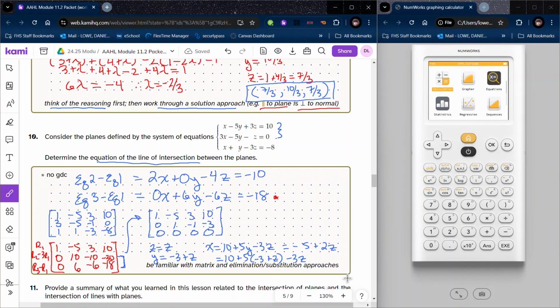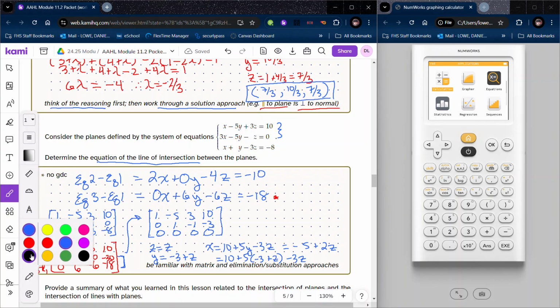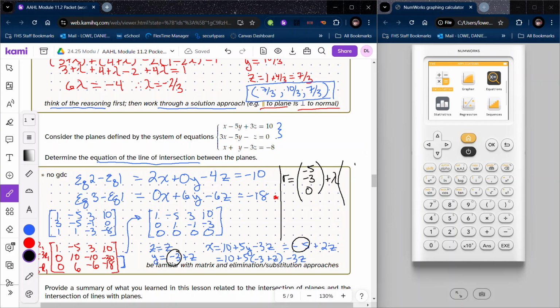So that is the equation of my line of intersection. It doesn't matter the approach that I use, but I should know how to get to my equation. It's easiest to give the vector form. I've got negative 5 and negative 3 for my x and my y, and 0 for the z, and then the directionality: x has a factor of 2, y has a factor of 1, z is itself, so I have 2, 1, and 1. And that is the equation of the line of intersection.